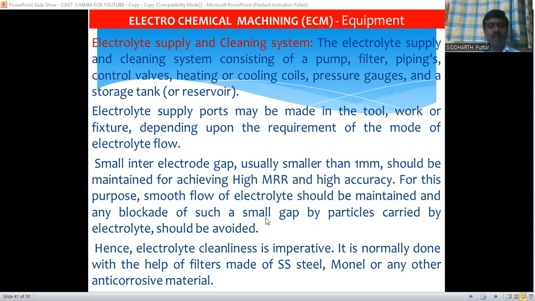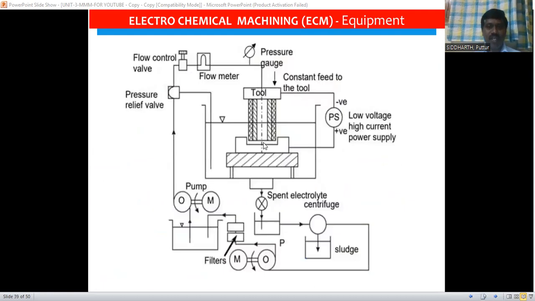There should not be any block. The electrolyte should flow properly through the tool and reach the machining zone without any block. Hence, electrolyte cleanliness is very important. If the electrolyte is not clean and has particles or chips or any unwanted particles, what will happen? These particles may clog, block, or get stuck in the machining zone, as we are maintaining a very small gap between the tool and workpiece.